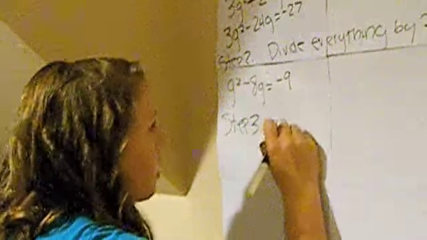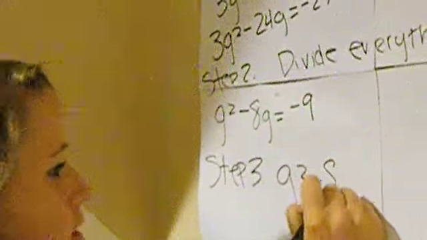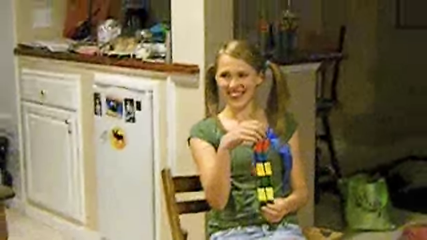Step 3 is to rewrite g squared minus 8g. Then, before writing the rest of the original equation, take half of 8. What's half of -8? -4. Then square it. -4 times -4 is 16. Good job, Katie.